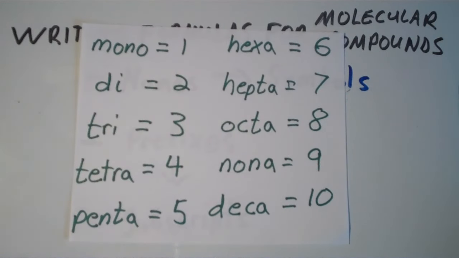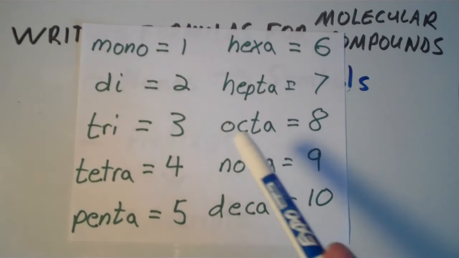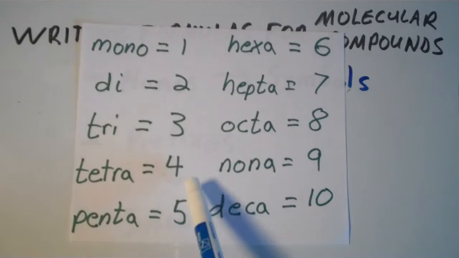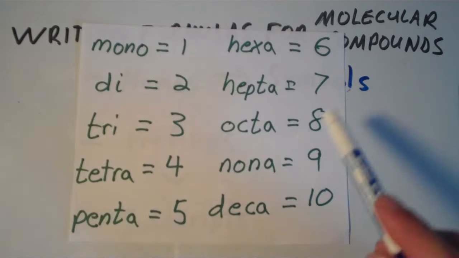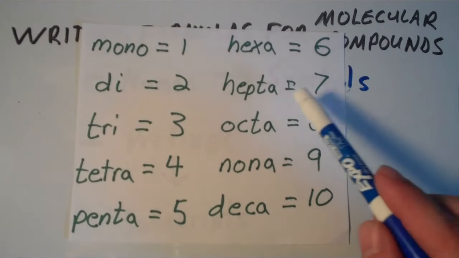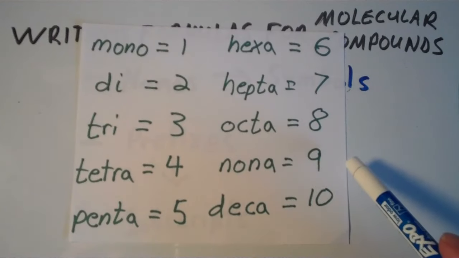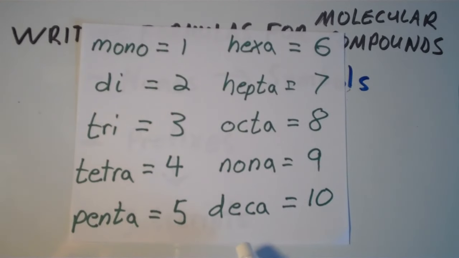The prefix for 2 is di. The prefix for 3 is tri. For 4 it is tetra. For 5 it is penta. For 6 it is hexa. 7 hepta. 8 octa. 9 nona. And 10 the prefix is deca.